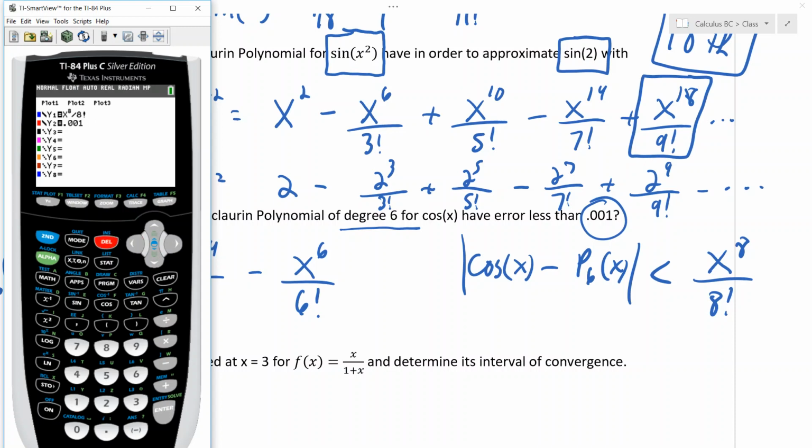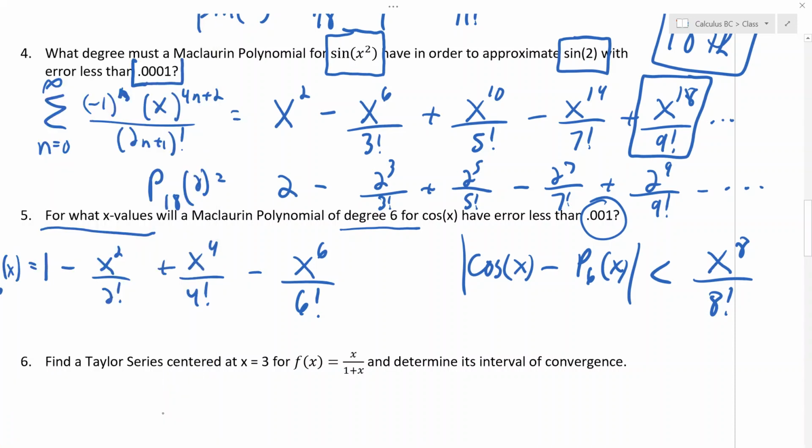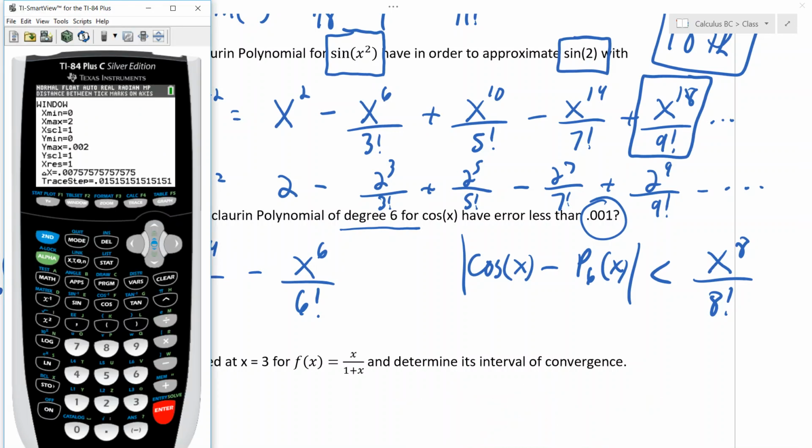All right, and I'm going to set my window. X is going to go from 0 to 2, and y has to be really small because I'm looking for a 1,000th. So I'm going to let y go from 0 to 0.002. Okay, and all you're going to see is a graph come out like this from the origin, right? And there's going to be a line coming across, and they're going to hit, and that's where we have to stop. Okay, so graph.